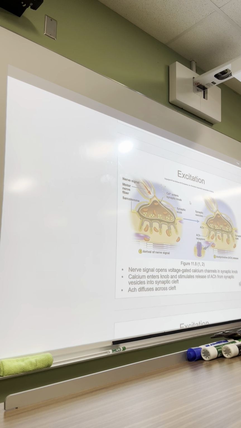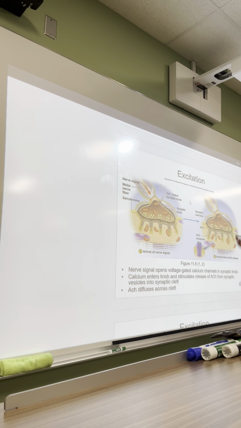And we need 2 molecules, as you see here, or chemicals, ligands. It's all interchangeable, but we're specific to acetylcholine. It's going to diffuse across and open those receptors. So that is step 1 and step 2 of the excitation process.